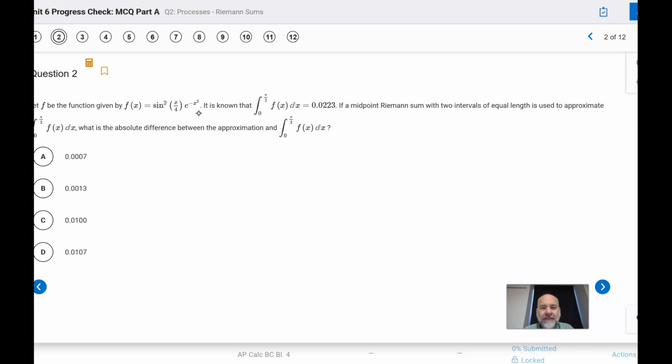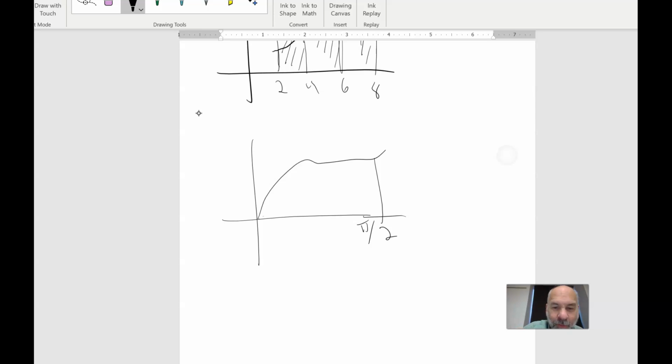Then it says a midpoint Riemann sum with 2 equal intervals is used to approximate what that true area is. What does that mean? First, it says 2 equal intervals, so we're going to approximate the area of the first one and the area of the second one. Half of that would be pi over 4. To figure out what y value to use, it says the midpoint sum, so that would be halfway in the middle, and we want to use the y value there. And you're going to use that to find the area.